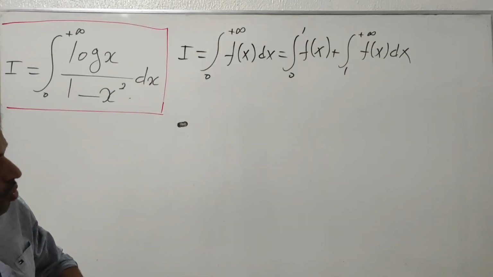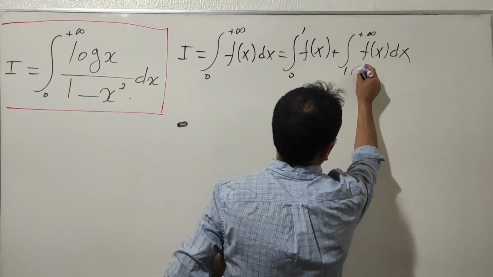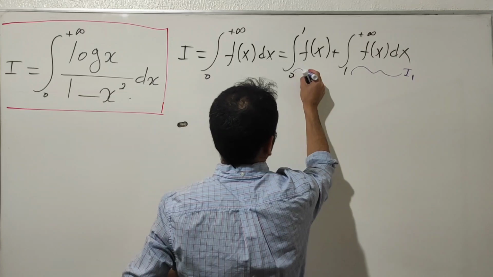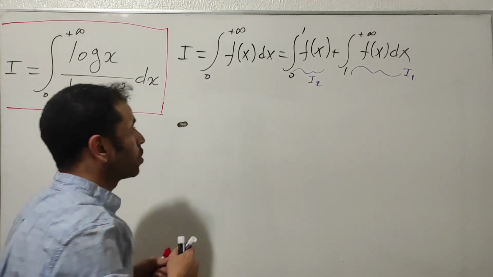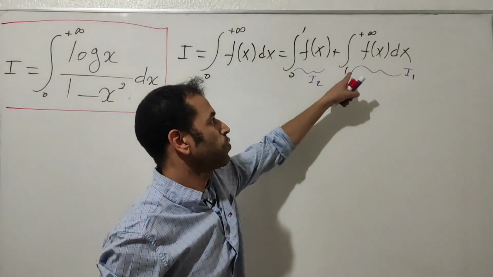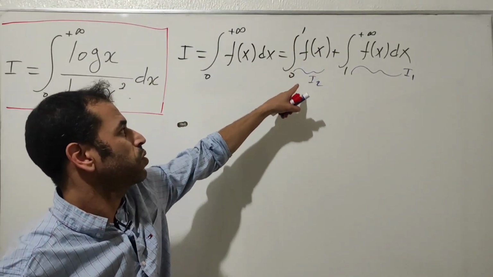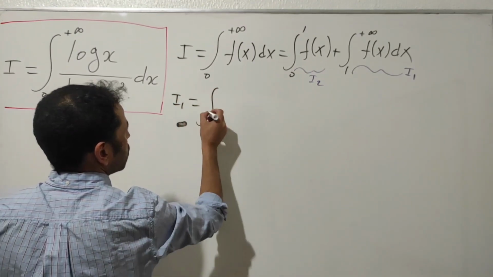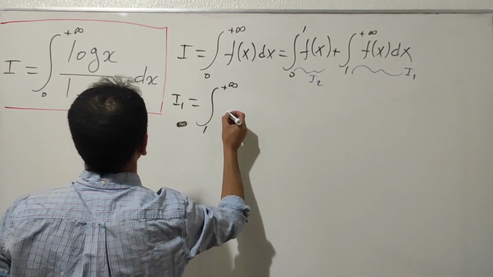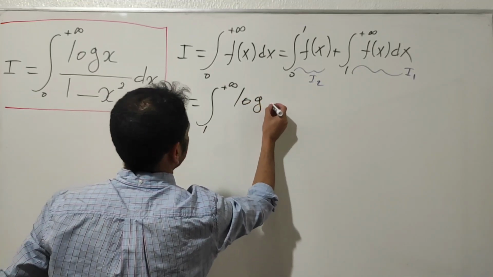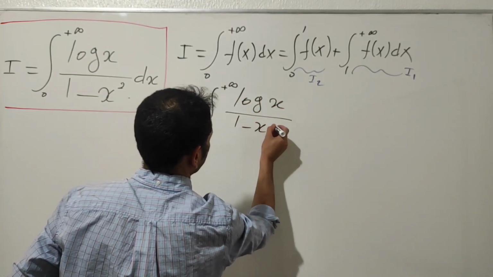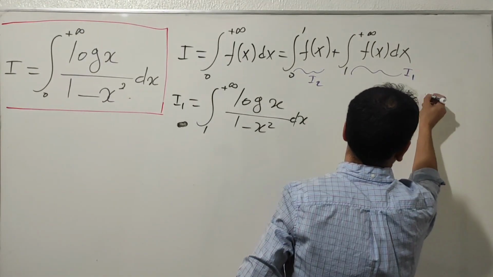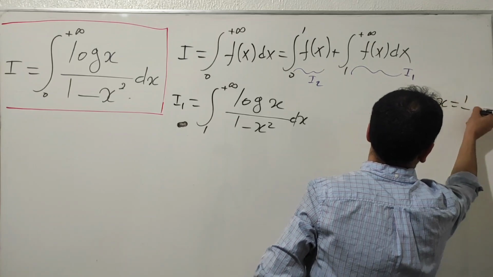So now let's evaluate these integrals. Let's name this one the I1 integral, and this one the I2 integral. I'm going to transfer the bounds of the second integral to the same form as I have here. So I get the I2 integral from 1 to plus infinity of logarithm of x over 1 minus x squared dx. By going through a substitution, I'm going to set x equals 1 over t.